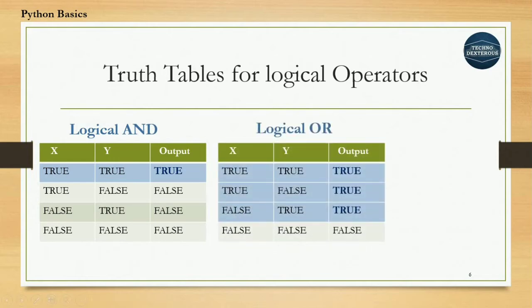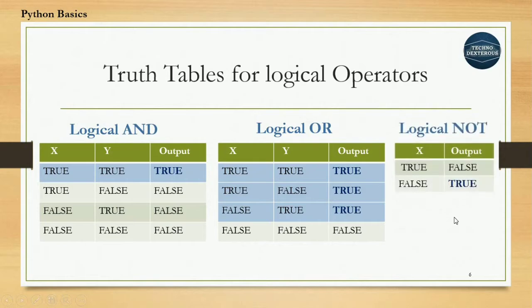Logical OR. In the logical OR truth table, the output of logical OR is false when both or all inputs to the logical OR are false. For the rest of the combinations, the output will be true. Logical NOT. In this table, the output is true when the input is false, and when the input is true, the output is false. In this way, we have studied the truth table for logical operators.